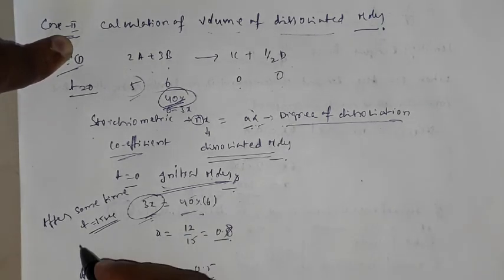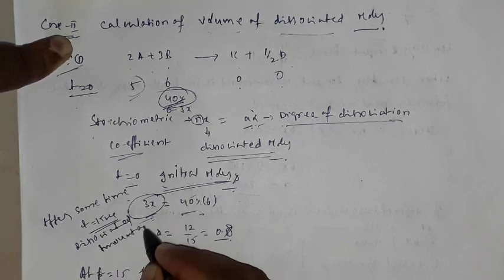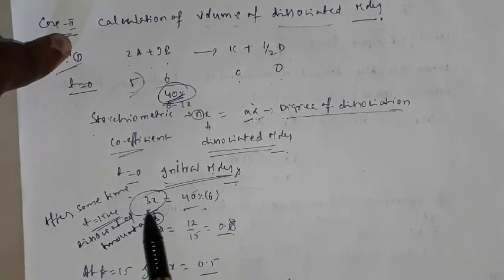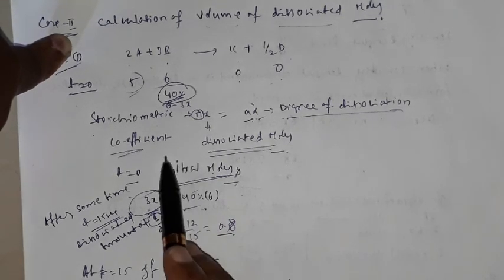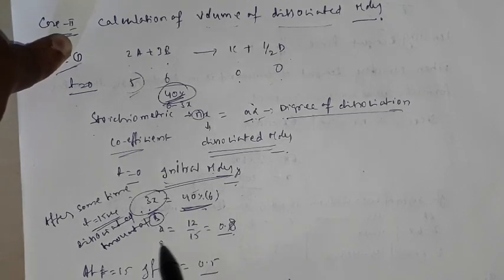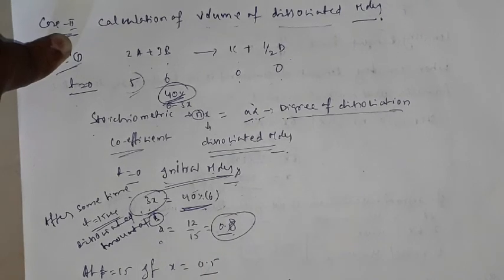The dissociated amount of B, how can you write? 3x, and 6 minus 3x is left. 3x equal to 40% of 6 moles. So x equal to 12 by 15. This is 0.8. So the dissociated moles is 0.8.